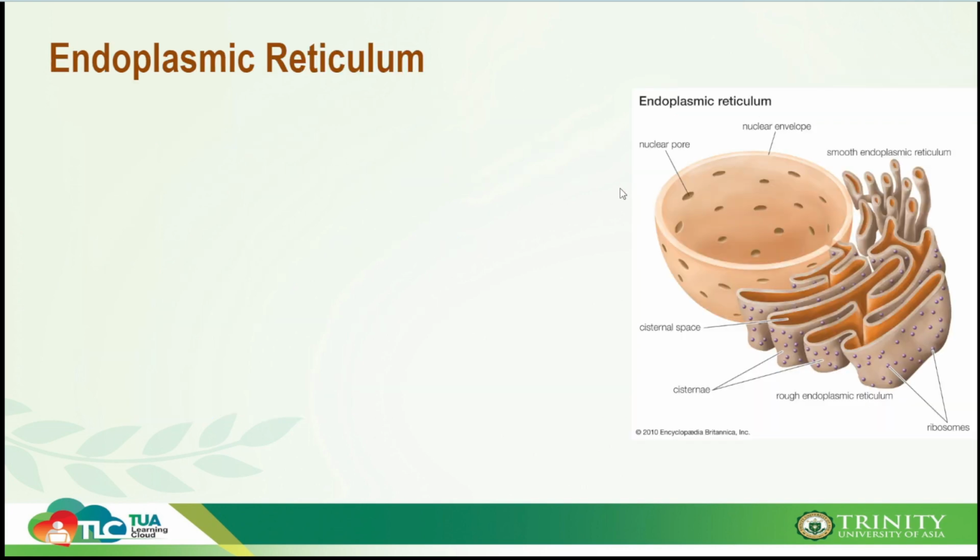Next is our endoplasmic reticulum. If you look at the picture itself, we can see that the endoplasmic reticulum is attached or right next to the nuclear envelope. So this is your nuclear envelope, and then you have your nuclear pores, which allow the movement of biochemicals, and attached to it is your endoplasmic reticulum.